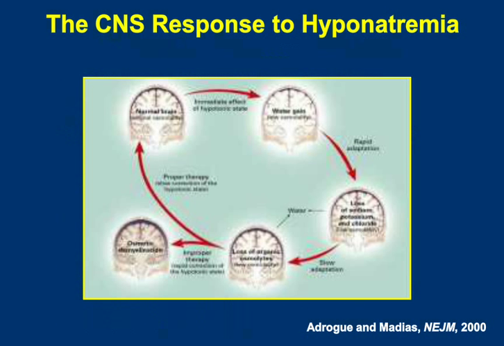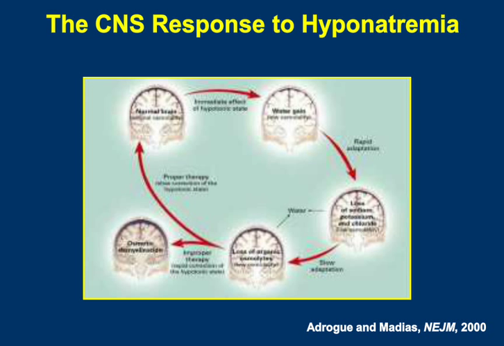How does the brain respond to hyponatremia? If you have acute hyponatremia, you have a water gain in the brain in this enclosed space. You get a rapid adaptation where the initial response is a loss of sodium, potassium, and chloride. Part of that's just from the cells, but part of it is actually also from the cerebrospinal fluid. The slower response is to lose organic osmolytes from the brain so that you're adapted to this lower osmolality.